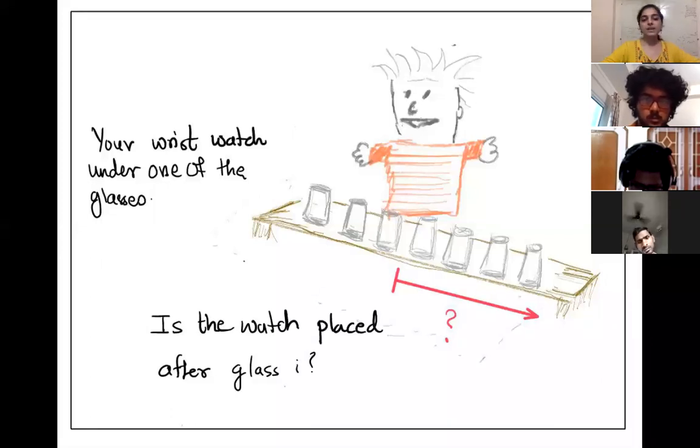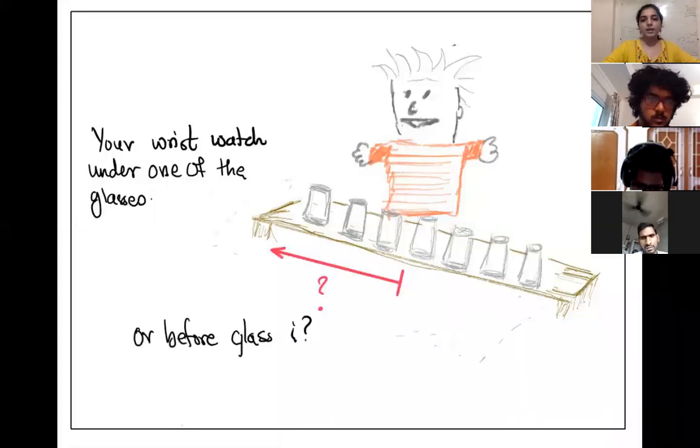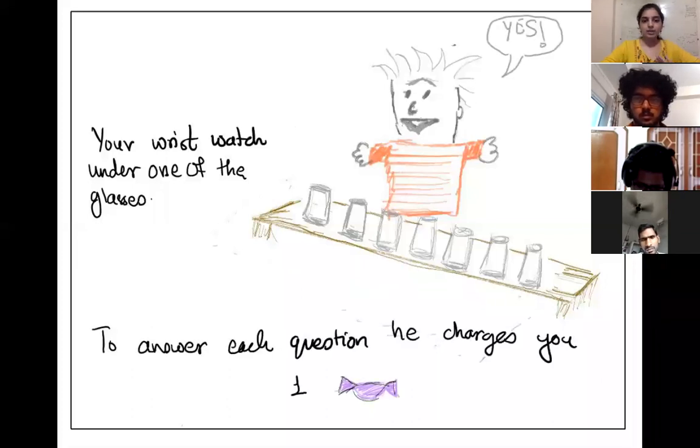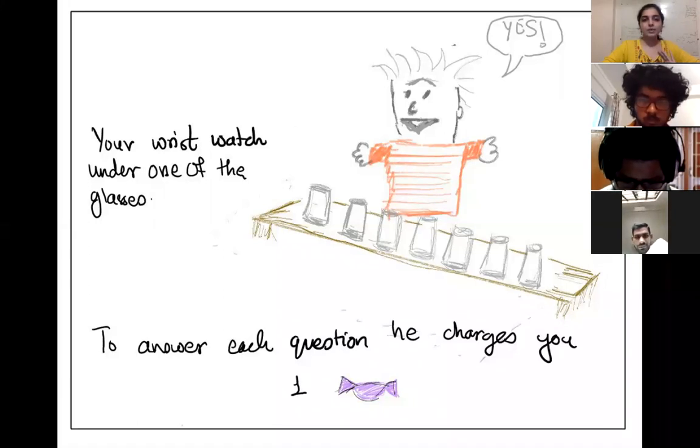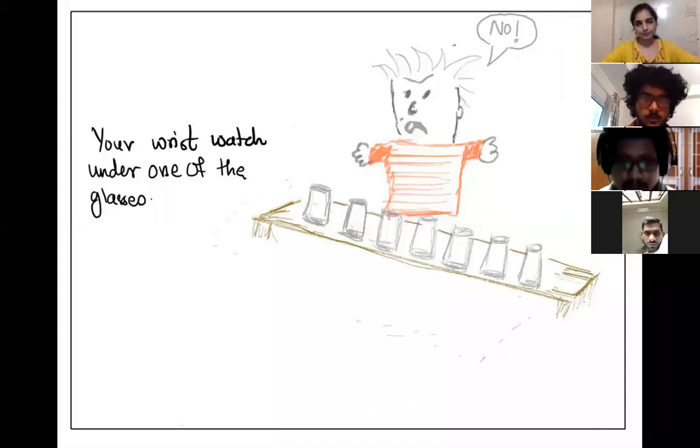Is the watch placed after glass number i? You can ask that about any i. Or is it placed before the glass number i? He's going to be truthful. So he will either say yes to your question or possibly say no. And to answer each question, he's going to charge you 1 chocolate. Okay. So his answer is going to be either yes or no. I hope the puzzle is clear to everyone.